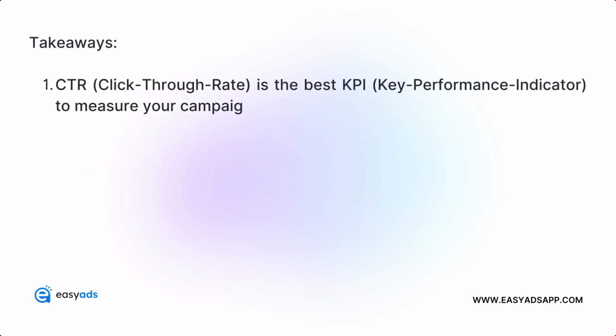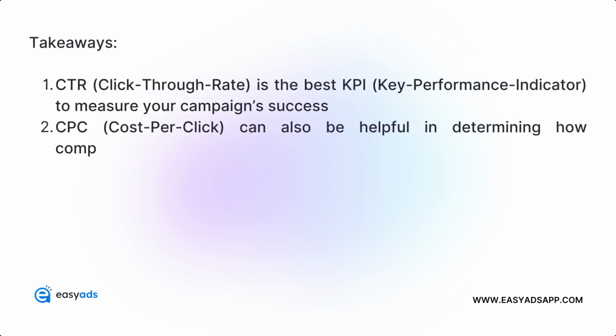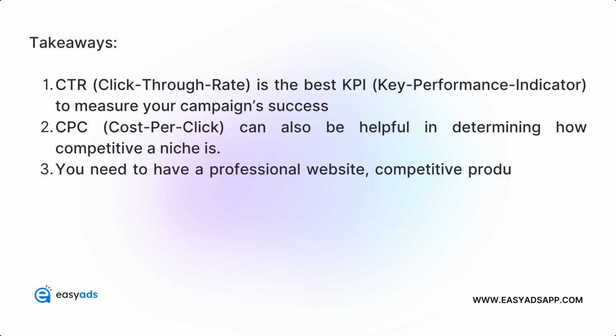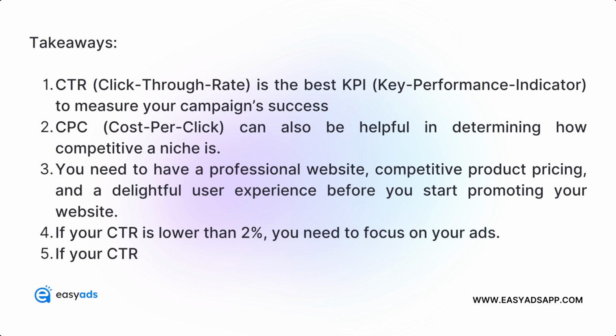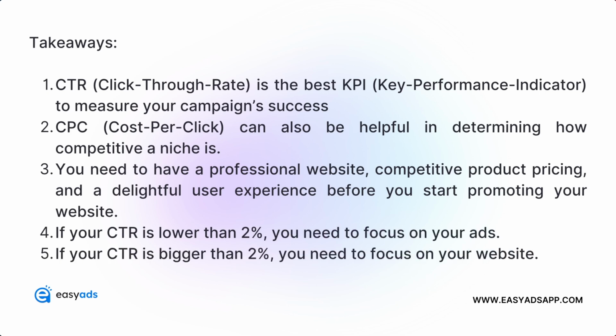Here are your main takeaways. First, the CTR, or click-through rate, is the key performance indicator to measure your campaign's success. The cost per click can also be helpful in determining how competitive a niche is. You need to have a professional website, competitive product pricing, and a delightful user experience before you start promoting your website. If your CTR is lower than 2%, you need to focus on your ads and your audience. If your CTR is above 2%, you need to focus on your website.